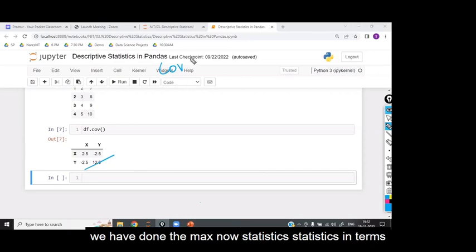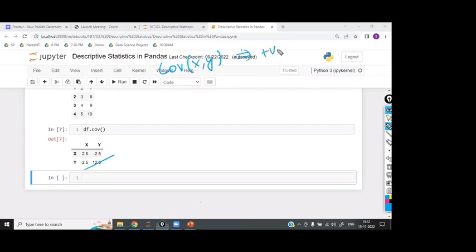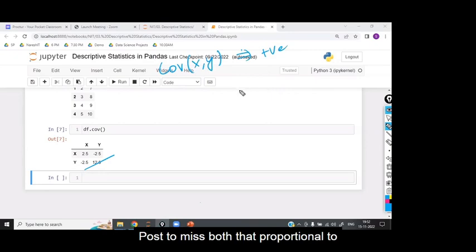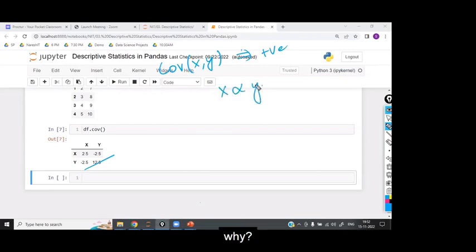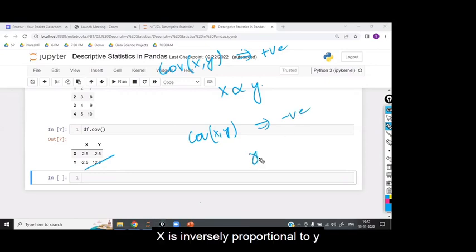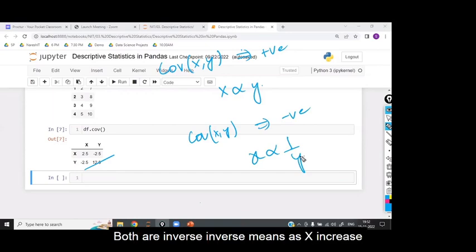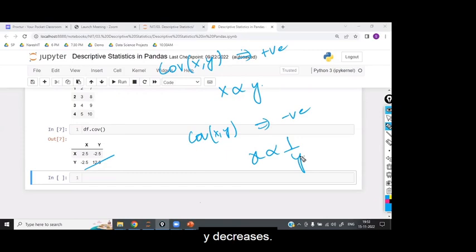Now statistics. If the covariance of x comma y is positive, positive means both are proportional to each other. X is directly proportional to y. If the covariance of x comma y is negative, x is inversely proportional to y. Both are inverse. Inverse means as x increases, y decreases. Directly proportional means as x increases, y also increases.